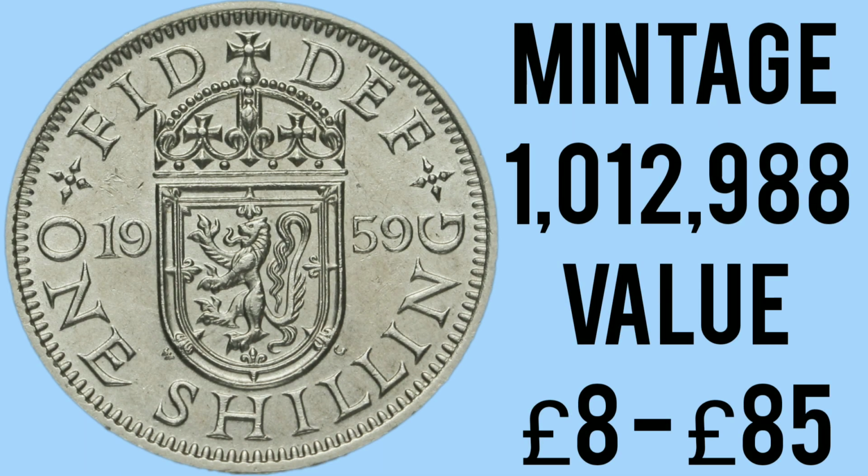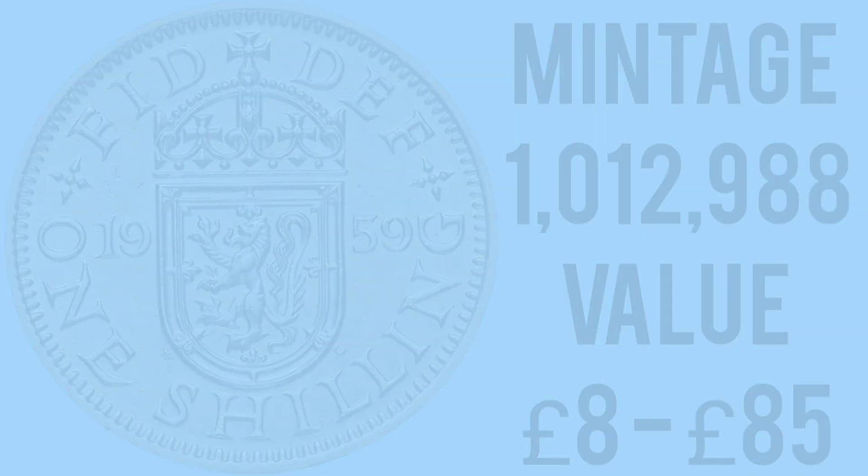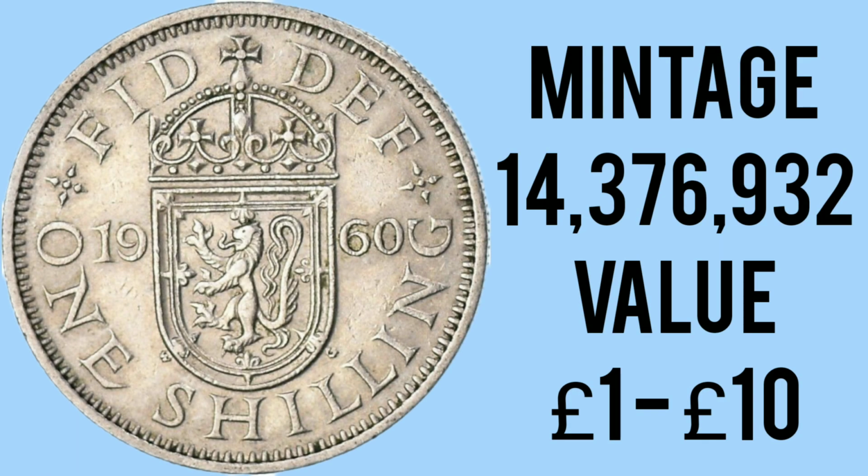Now on to 1959, the rarest year of all Scottish shillings, £8 to £85 in worn to the best condition. The one to look out for is 1959.